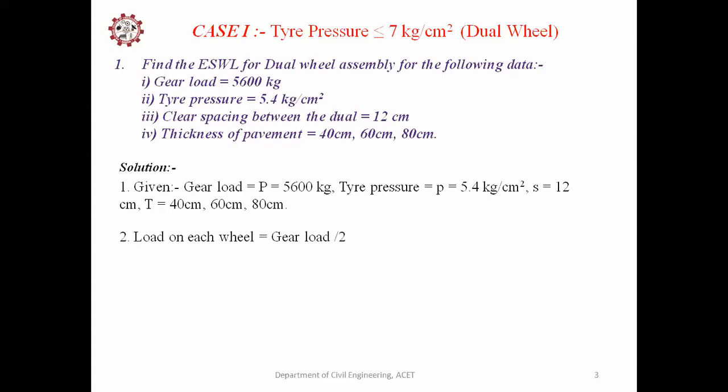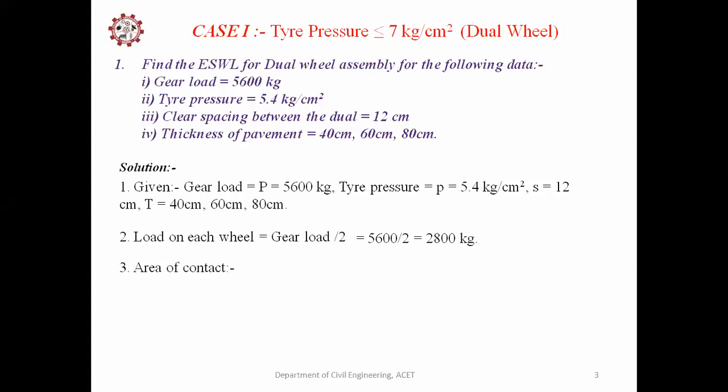So we have to find the load on each gear. Since it is a dual wheel, we are dividing the load by 2. If it is dual in tandem, then gear load divided by 4. So you have to remember this. If dual wheel assembly is given, divide the gear load by 2. If dual in tandem is given, divide the gear load by 4. So 5600 by 2 will give you 2800 kg.